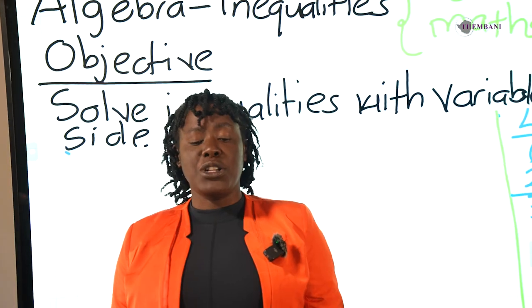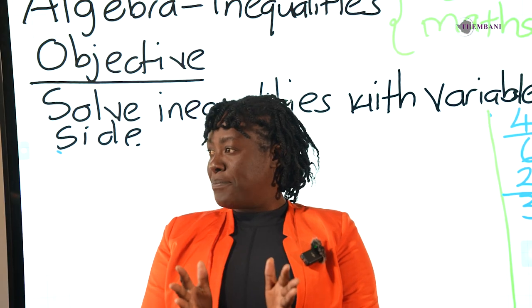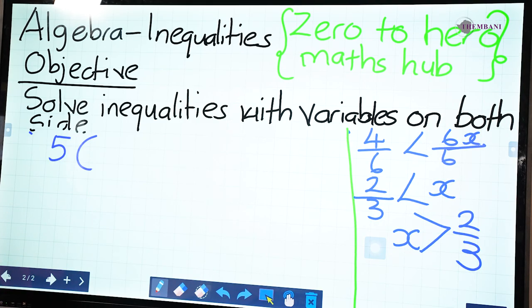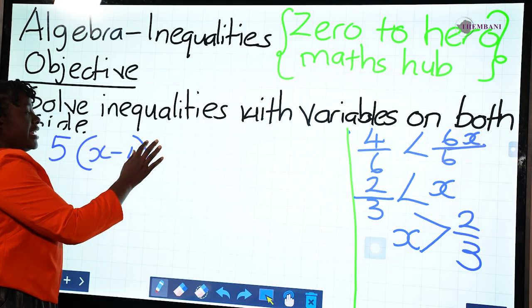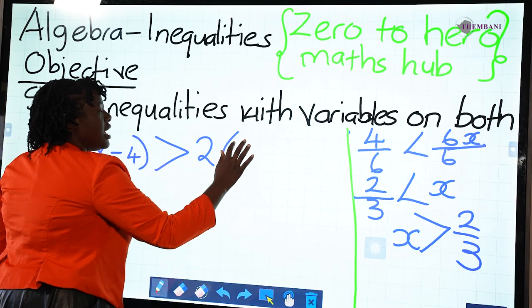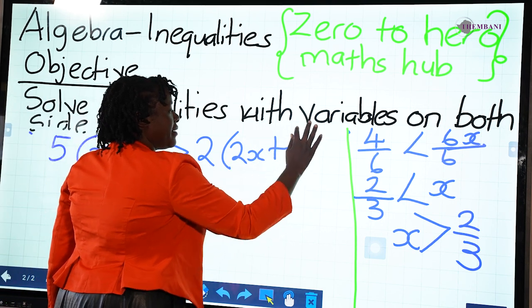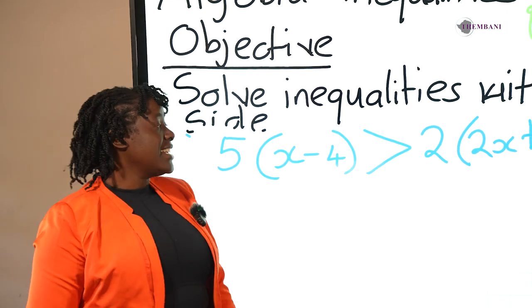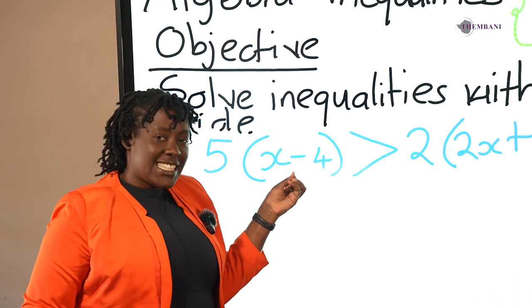So the next question that I want to put on the board actually has brackets. So the question is, I have 5 and I have a bracket, and my bracket is x minus 4, and then I also have an inequality sign facing this direction, and I have another bracket which is 2x, and in that bracket I also have plus 11. So whenever you see brackets, brackets mean that we are multiplying. In this case, what is outside the brackets multiplies everything which is inside the bracket.